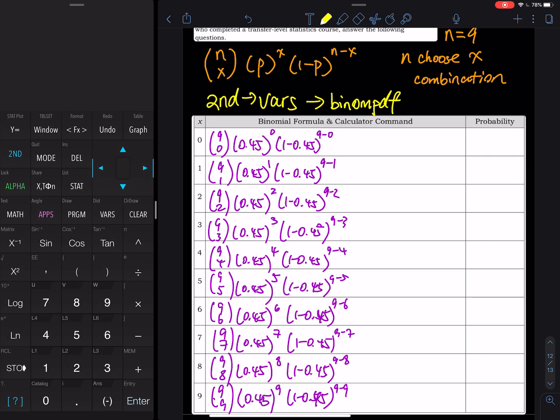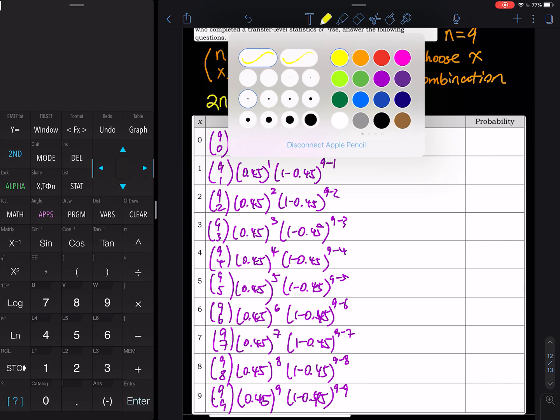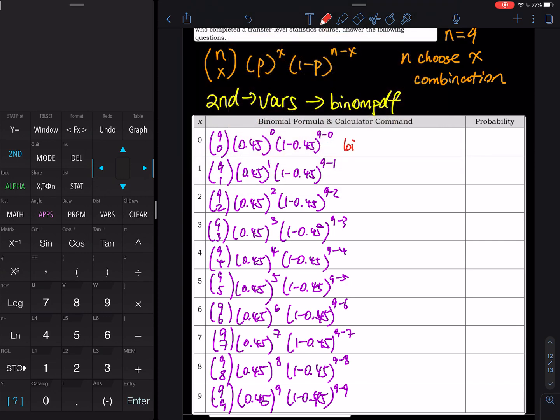So let me go back to the command. This one is binomial PDF, and then here is the command. You have to input the sample size, which I'm going to call N, and then the success rate, and the number of successes, NPX. So we have 9, the success rate is 0.45, and then the number of successes is 1.